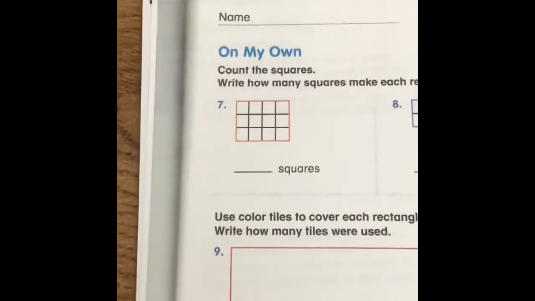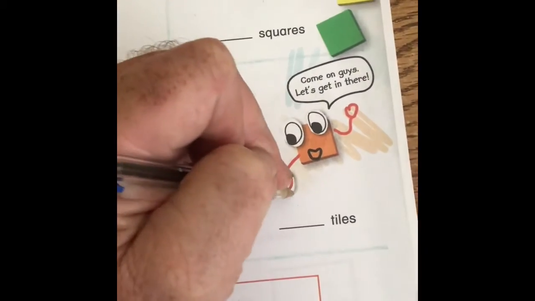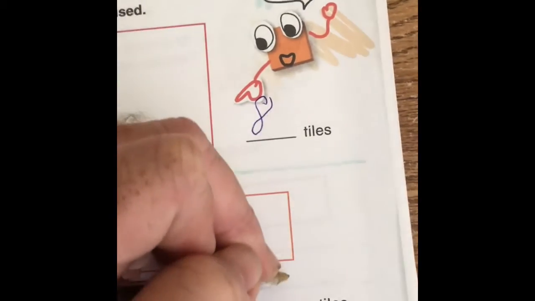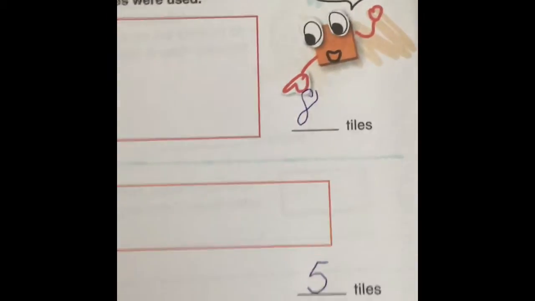So what are you going to do here? Count the squares. So 7 and 8 are very similar. Number 9 and 10, it says use color tiles to cover each rectangle. Write how many tiles were used. Well, in number 9, I want you to break this up into 8 tiles. So I'm going to let you partition number 9 into 8 tiles. Number 10, I want you to partition this into 5 tiles. I'm going to give you the answer, but I want you to partition. I want you to draw 8 equal parts for this one, and for number 10, I want you to draw 5 equal parts for that one.